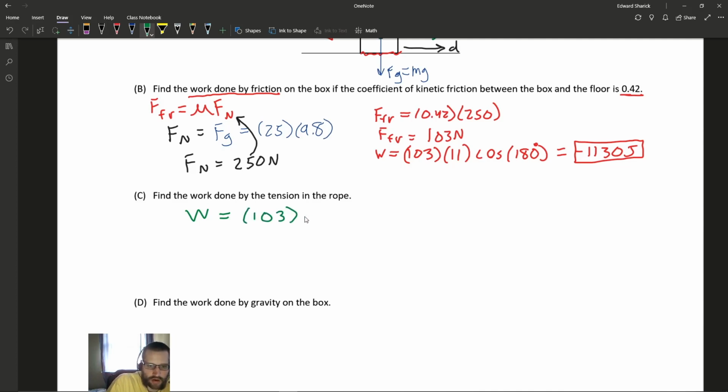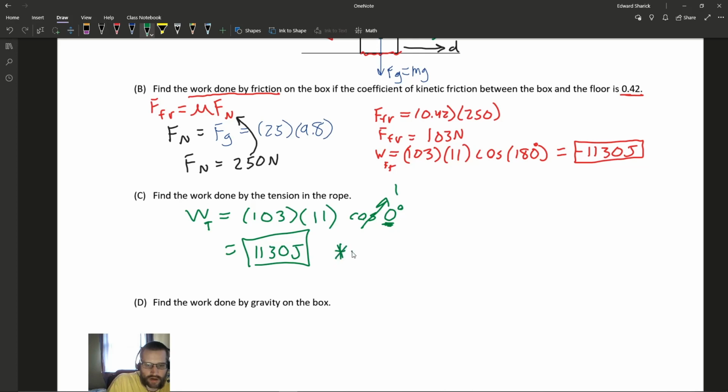I'm going to use the same work formula, but this time for the work of tension, as opposed to up here, where it was the work of friction. So work of tension is 103 times 11, but the tension is moving to the right. So this time my angle is 0, which cosine goes to 1. And so I'm going to get a positive value of 1130 joules. It's actually the complete opposite of this.